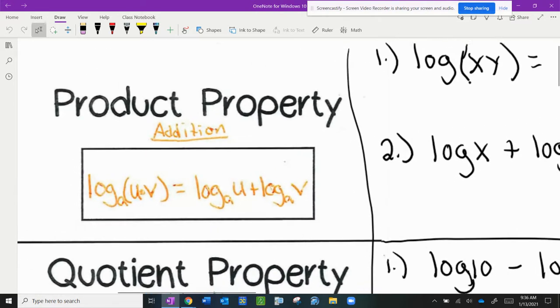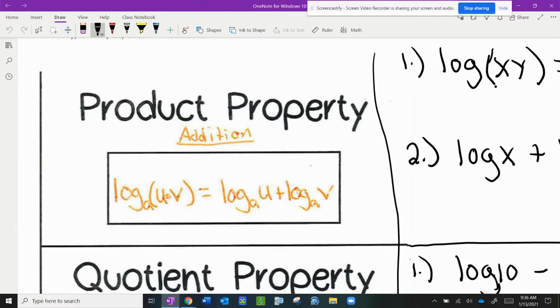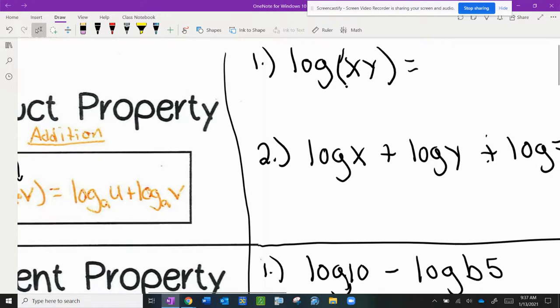So let's look at the property first that I have written for this addition property. It says the log of any base, we're going to call it A. If the input of that log has multiple things multiplying, you can split that multiplication of the input into two logs with the same base and add those two logs and split up those input multiplication values. So let's look at a couple of examples.